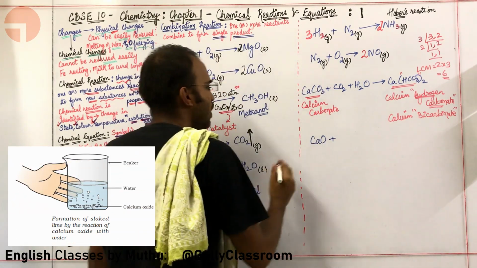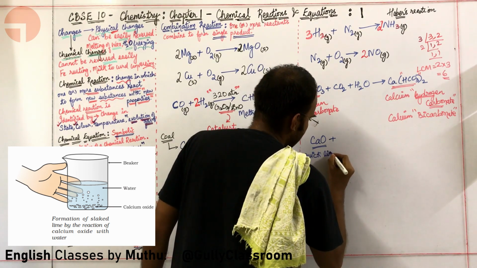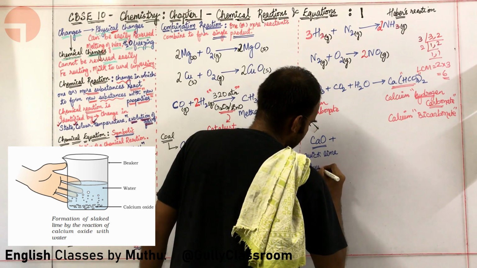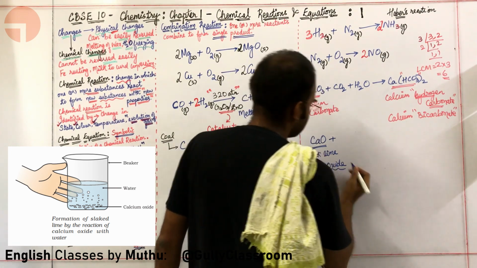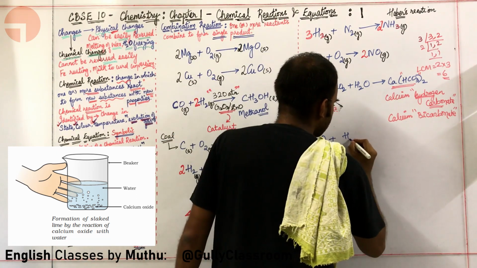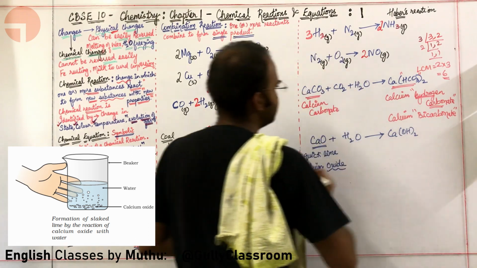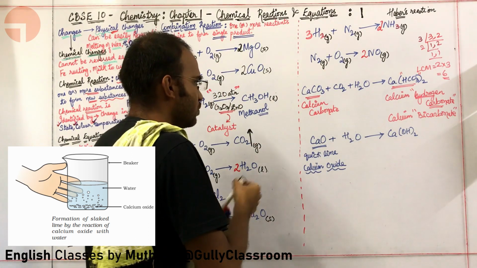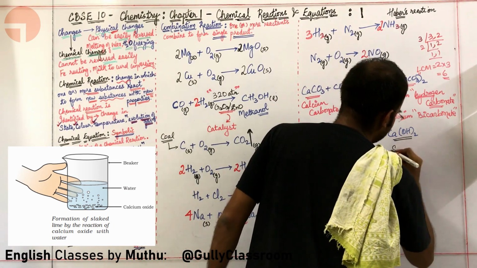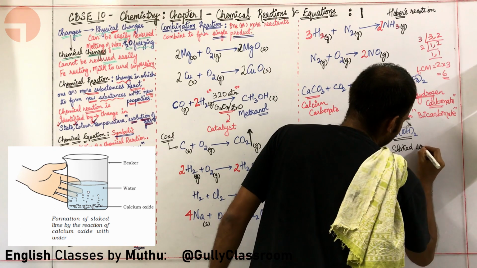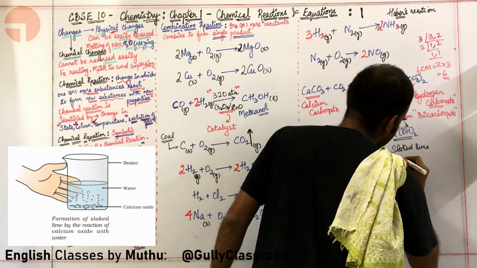CaO plus. What is CaO, sir? CaO is called quicklime. The chemical name of CaO is calcium oxide. CaO is mixed with water so that it forms Ca(OH)2. What is Ca(OH)2? Ca(OH)2 is in fact slaked lime. This is called slaked lime. The other name of slaked lime is calcium hydroxide.